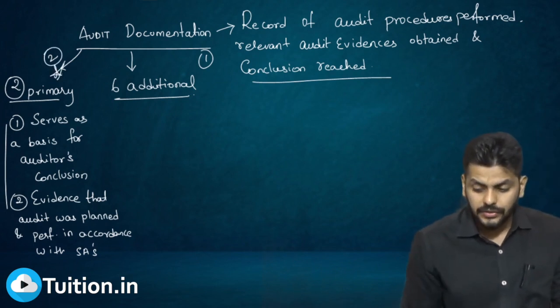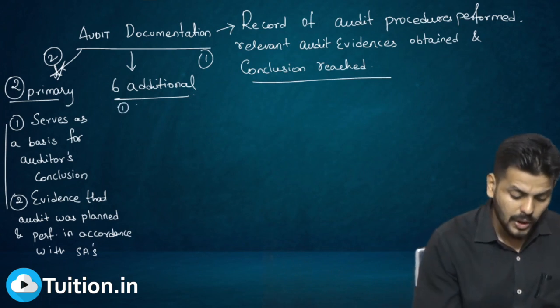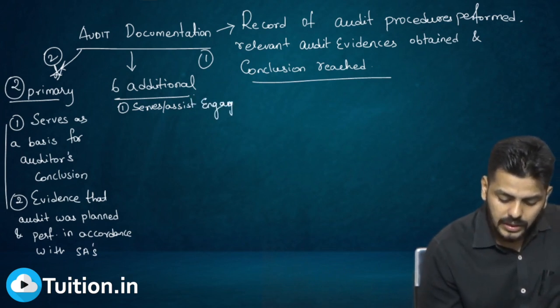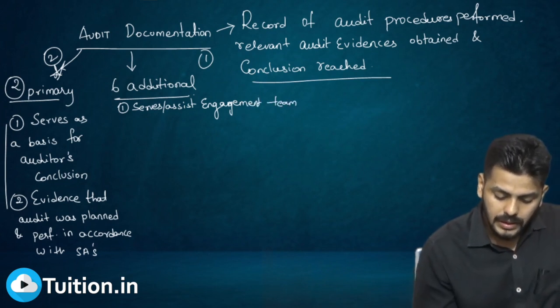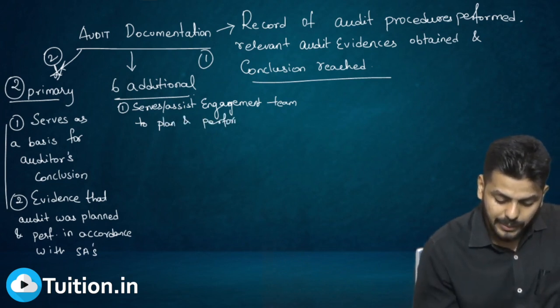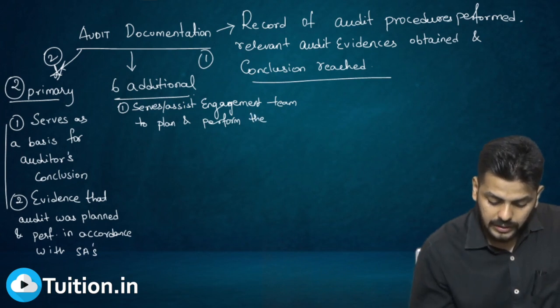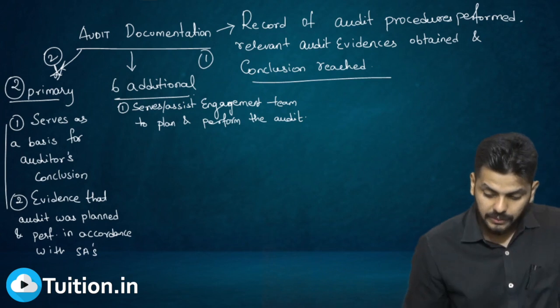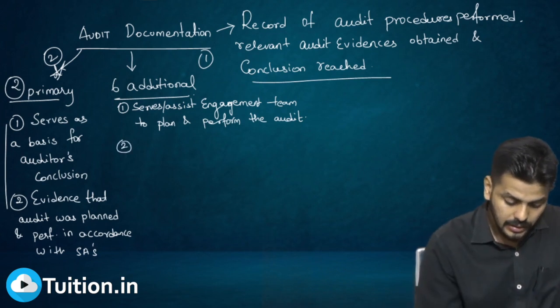Two primary, and now let's see 6 additional purposes. One, it serves, or you can say assists, the engagement team. Assist whom? The engagement team to plan and perform the audit.